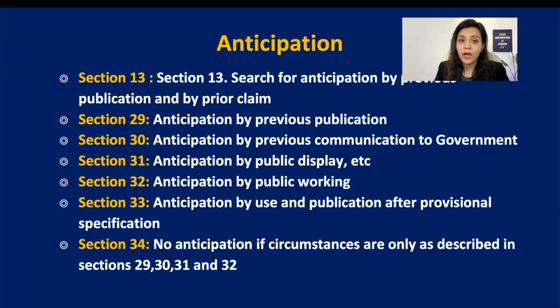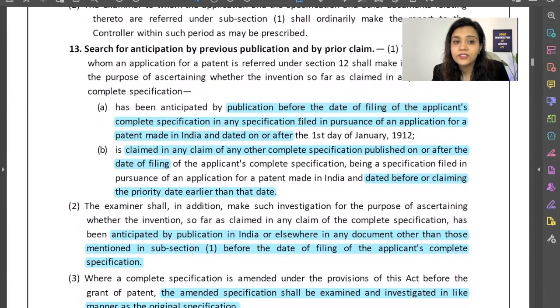So with this background, let's dive into the sections. Firstly, we have section 13. Section 13 is regarding search for anticipation by previous publication and by prior claim. So it includes two things: one is previous publication and the other is prior claim.